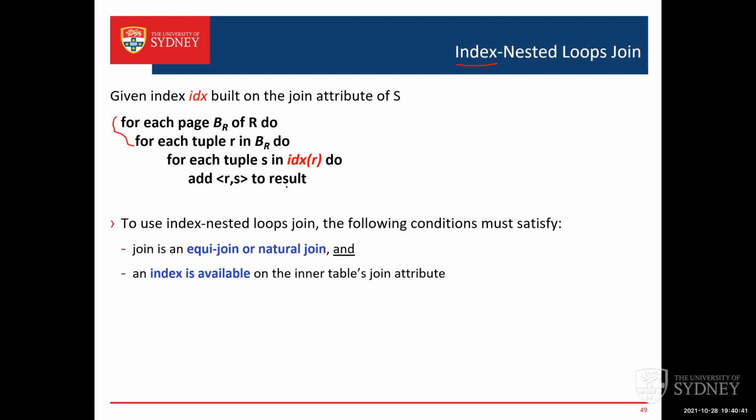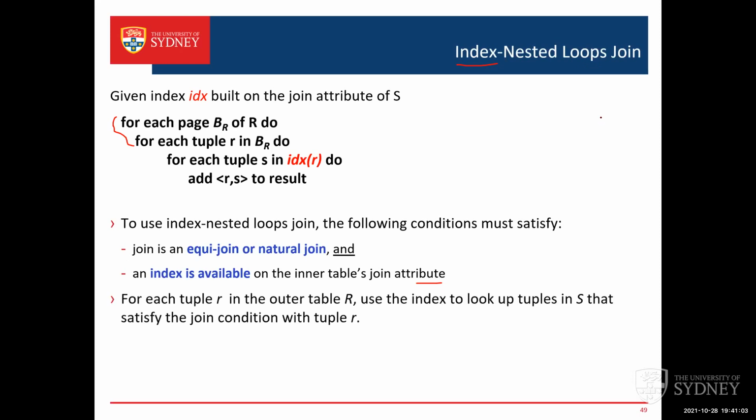So again, this is only valid if we have an index available on the inner table join attribute. So whichever attribute we are looking for, if there is an index available on that attribute, then only this join is applicable. If the index is not there, this join will not be applicable. So we understand that from the join. So what will be the cost?